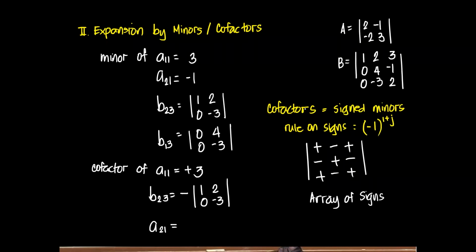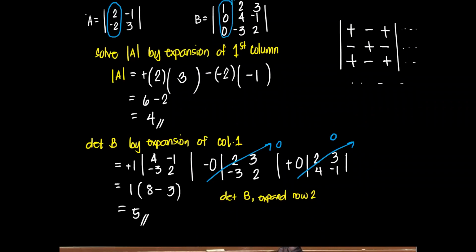Whereas A21, 2 plus 1 is 3. So dapat negative ang sign. Tama, di ba? Ayan, no? Look at this. Negative of what? What's the minor? It's negative 1, right? So as I said earlier, for the determinant by expansion of column 1, you have to encircle muna and then check the array of signs for the numbers beside.